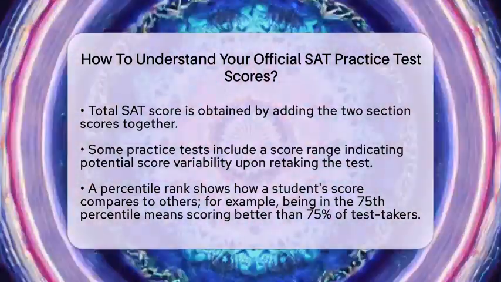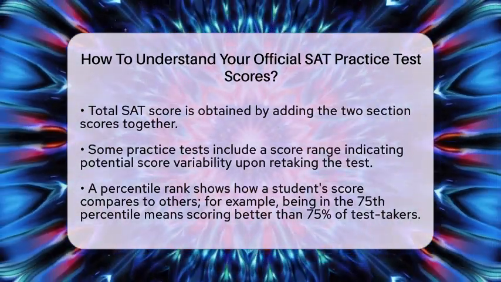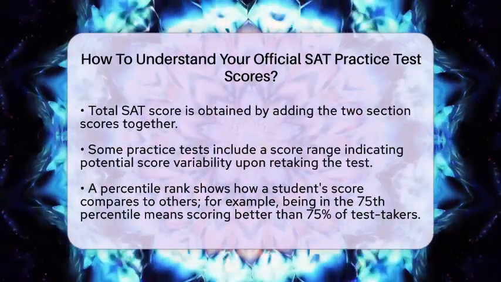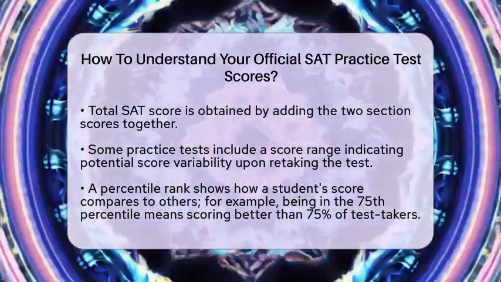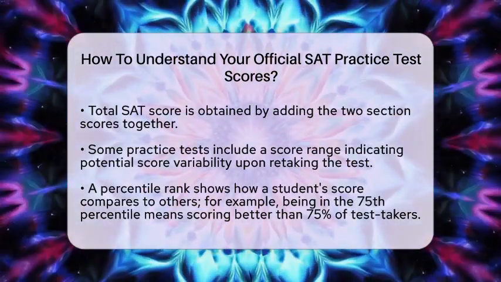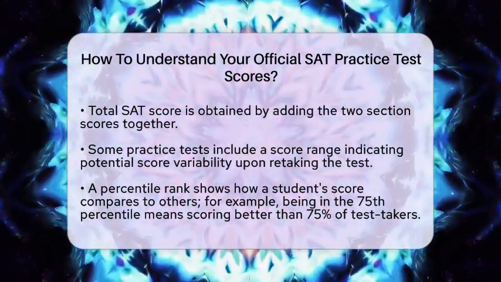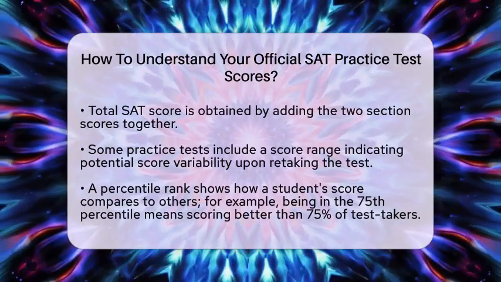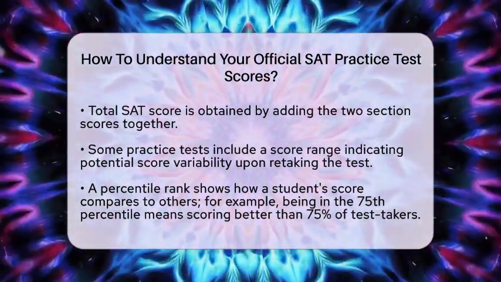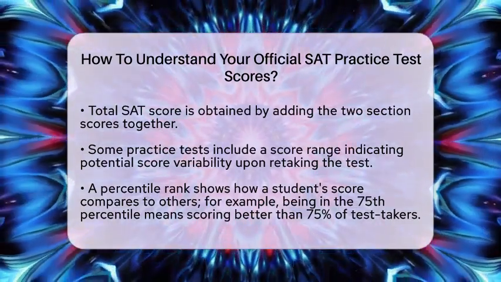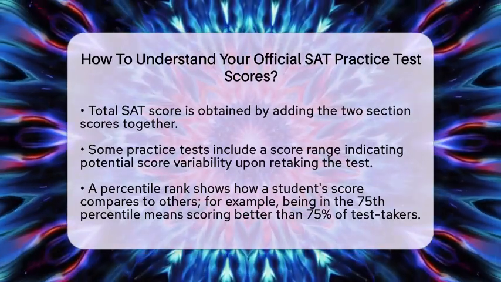Some practice tests also provide a score range, which indicates the expected variability in your score if you retook the test. This range can help you understand how your performance might fluctuate. Additionally, you may see a percentile rank with your score. This rank shows how you compare to other students who took the SAT. For instance, if you are in the 75th percentile, that means you scored better than 75% of test takers.